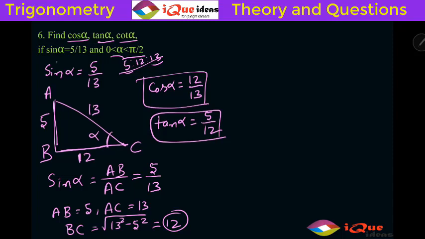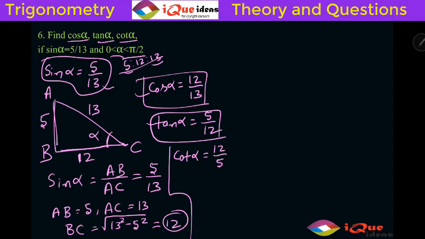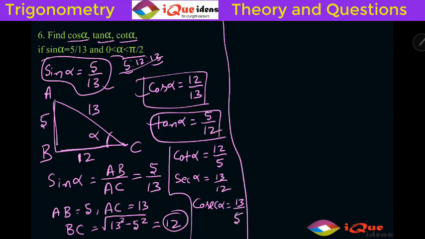Now, we have already sine alpha, cos alpha and tan alpha. By inverting them, we can get cot alpha, sec alpha and cosec alpha. So cot alpha will be equal to 1 by tan alpha, that is invert of tan alpha, 12 by 5. Sec alpha will be equal to inverse of cos alpha, that is 13 by 12. And cosec alpha will be equal to inverse of sine, that is 13 by 5. Right? So this is one method of doing this question.